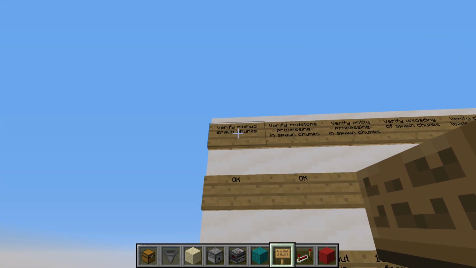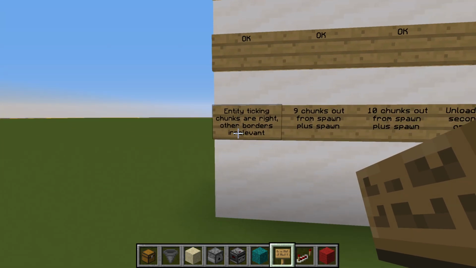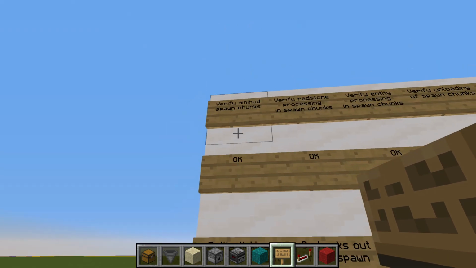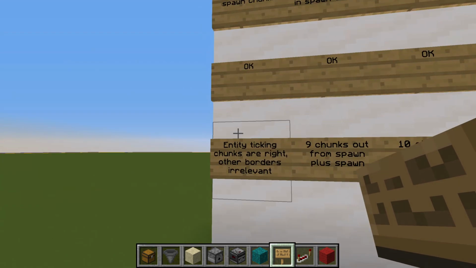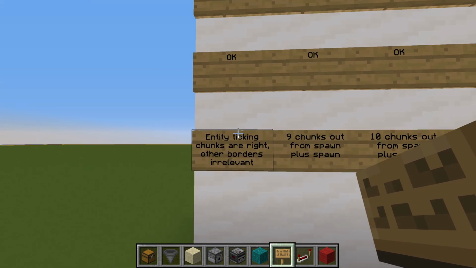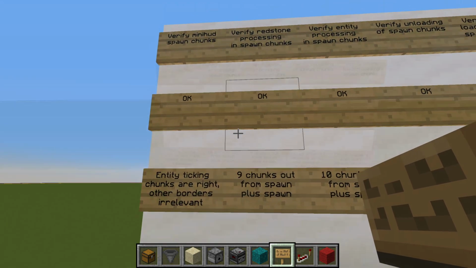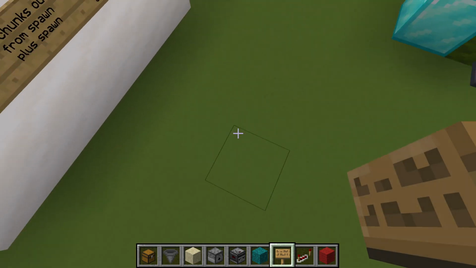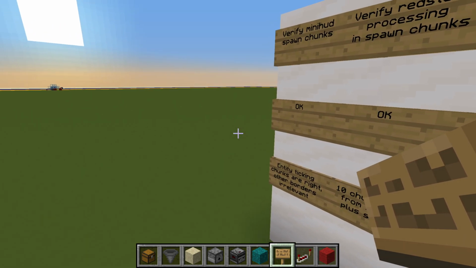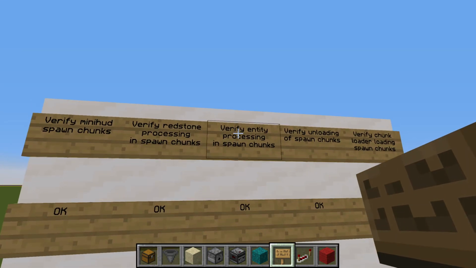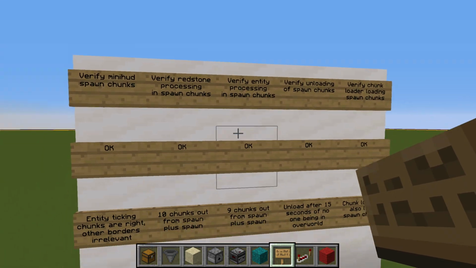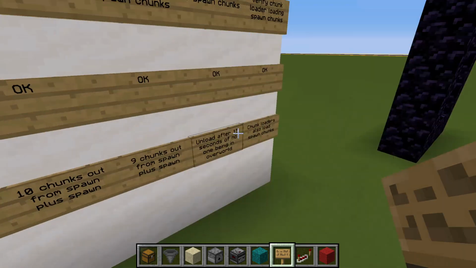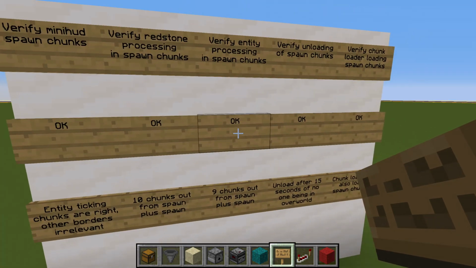So, what have we learned? MiniHUD does show the relevant spawn chunks, which is the entity ticking. The other ones are so easy to figure out, so I wouldn't blame MiniHUD for showing some additional borders which are irrelevant. The inner border is the only one you need to care about, and MiniHUD shows it fine. Redstone processing works as expected, so it's 10 chunks out from the spawn chunk plus the spawn chunk, so it's the 21 by 21 chunk area. Entity processing also works as expected, so it's 9 chunks out from the spawn chunk plus the spawn chunk, so the 19 by 19 area. These are the entity ticking or the full processing chunks.